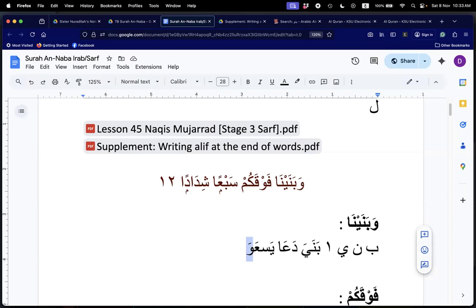This is still four letters, right? Sin, ain, wow, still four letters. So that it's still alif maksura, like this. So don't think about this word. This word doesn't exist.